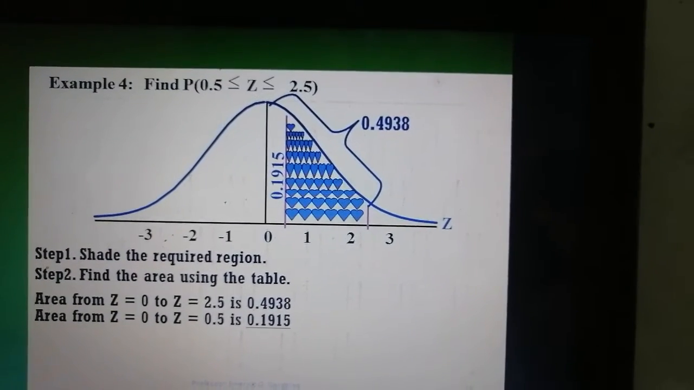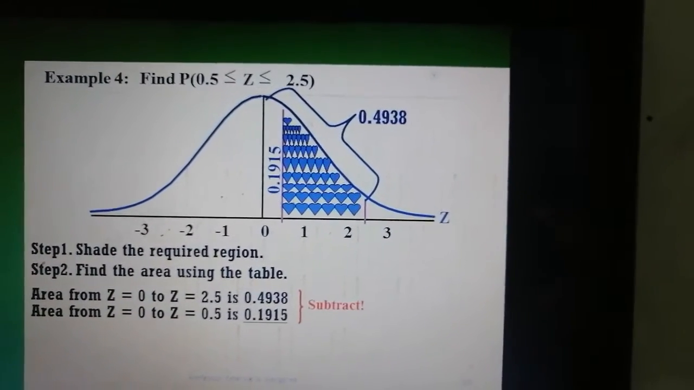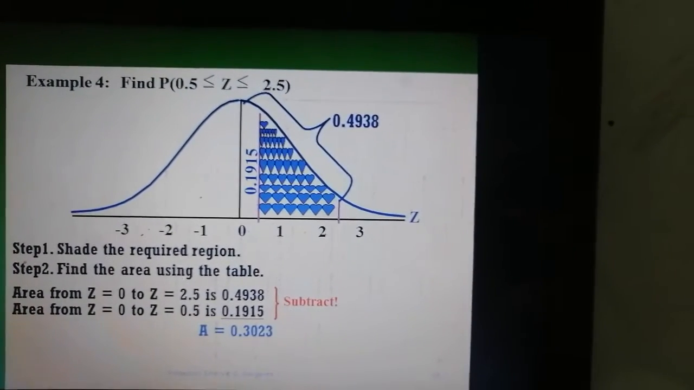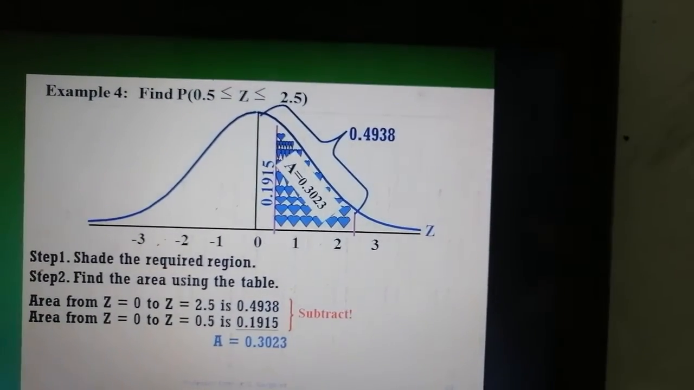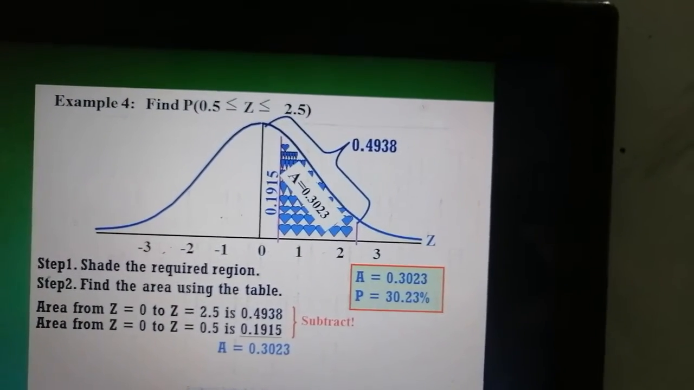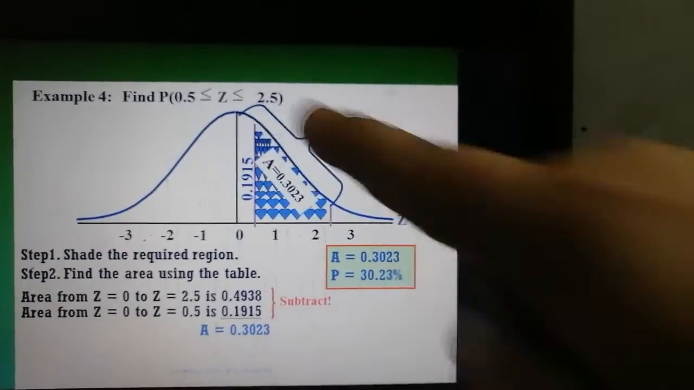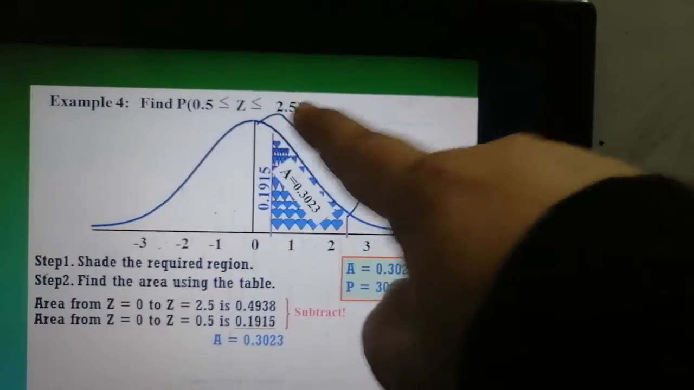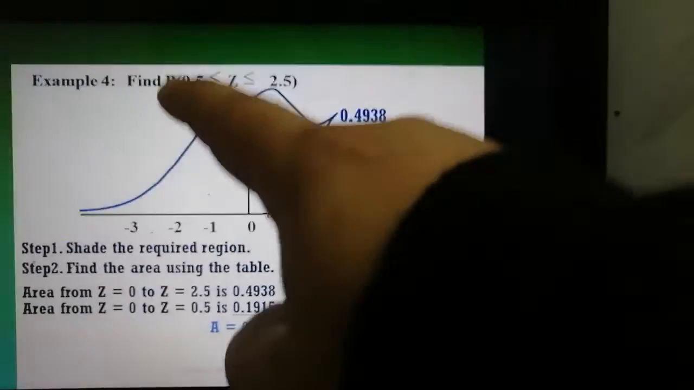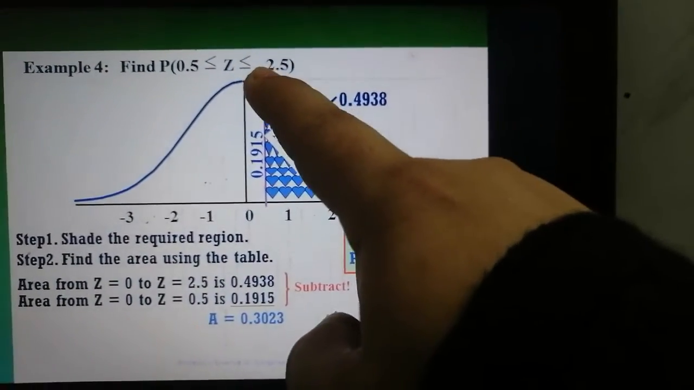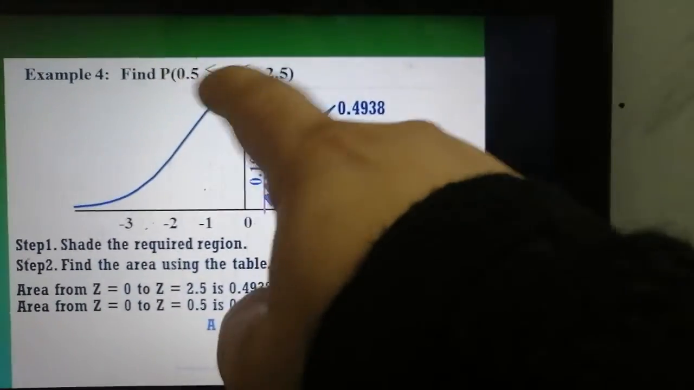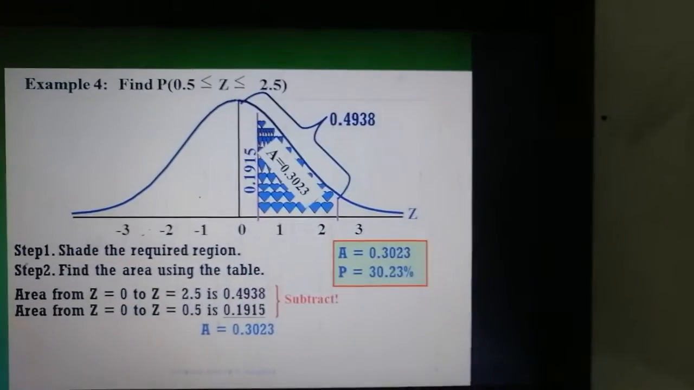So, anong gagawin natin? What are we going to do with that? We subtract. We subtract these two areas to get the required area. So, the area that we need, ayan, is simply 0.3023, or 30.23%. That is the probability that you will be getting z from 0.5 to 2.5. Clear? So, again, that is the thing that you have to do if you are also finding the probability that z is in between two negative values.